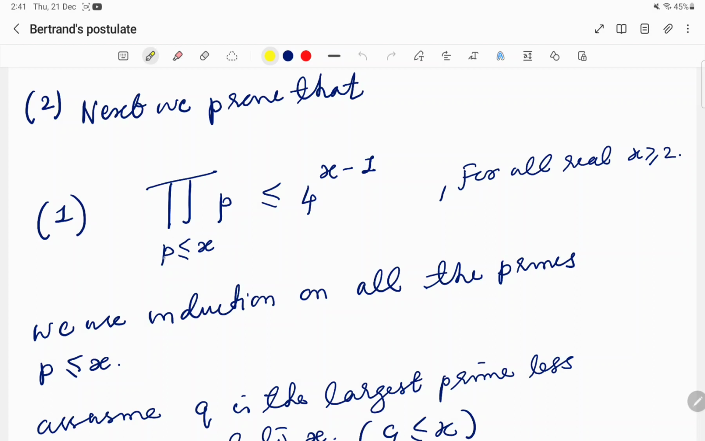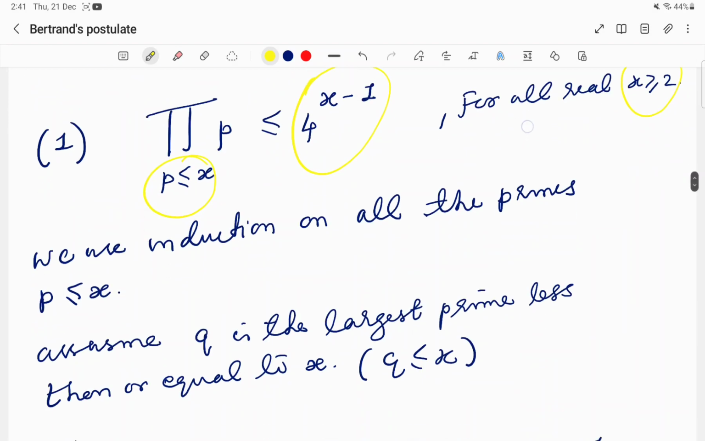So it says that you take x to be a real number greater than or equal to 2, then we are going to prove the product of all primes less than or equal to x is less than or equal to 4 power x minus 1. Okay, so we are taking the product over all the primes less than or equal to x, and that is less than or equal to 4 raised to x minus 1.